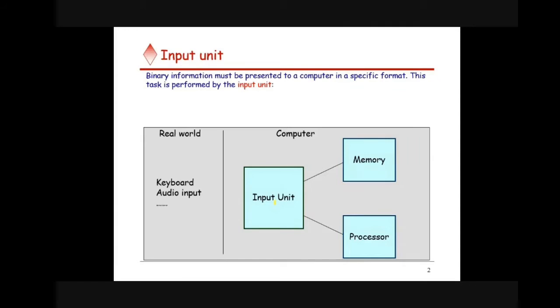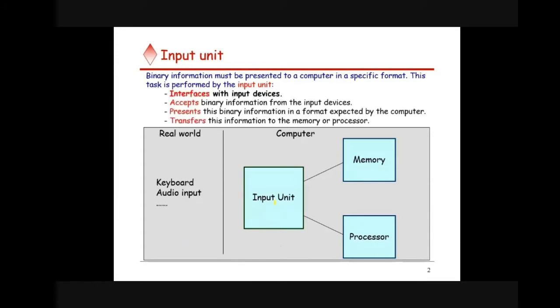I already mentioned what the input unit is doing. What is the input unit doing? It accepts the input from the input device and stores it in the memory. That is the work the input device or input unit is doing. This input unit we can also call an interface.